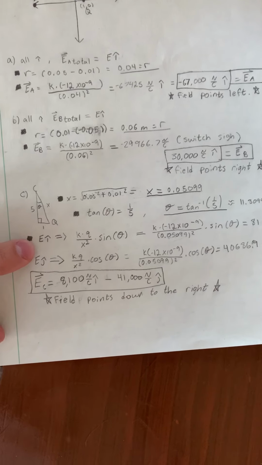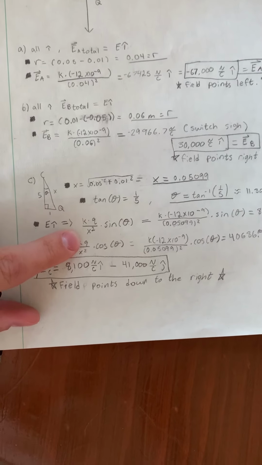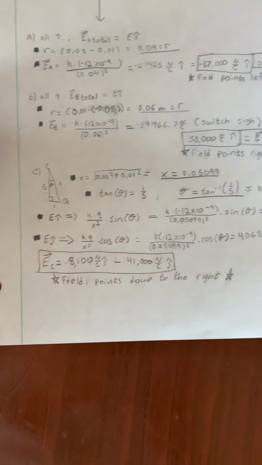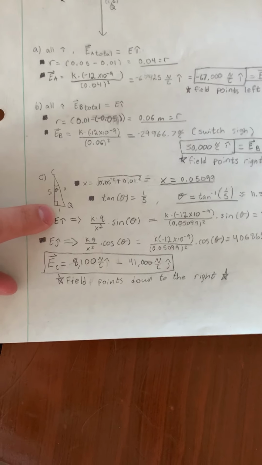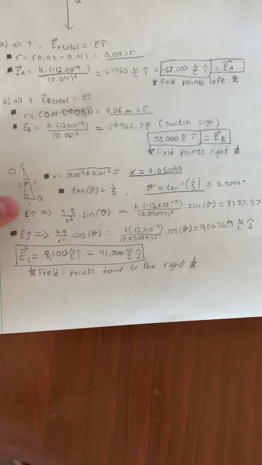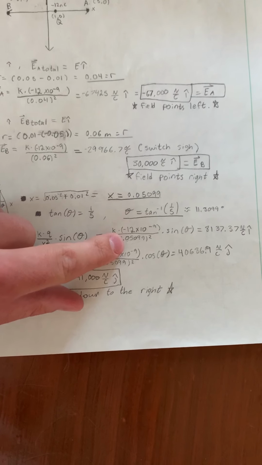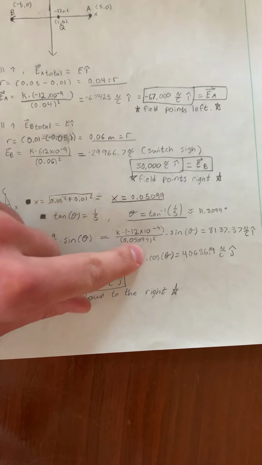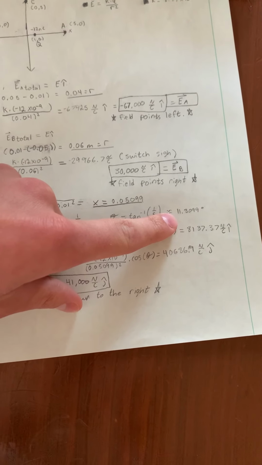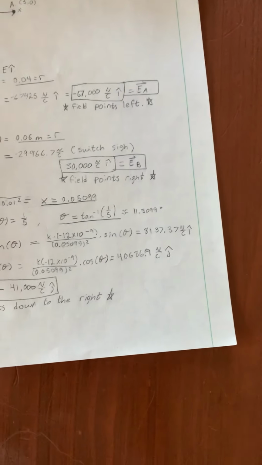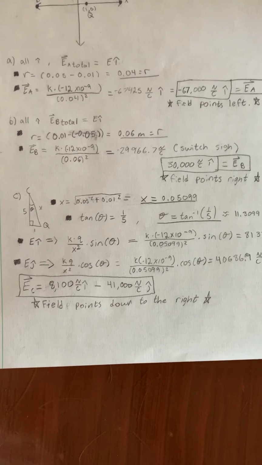So in the i hat direction, we have kq over x squared times sine of theta, because sine corresponds with the i hat right here, the x-axis. And so we plug that in, k times q over x squared times sine of theta. Remember, theta is 11.3099 degrees. And we get roughly 88,100 newtons per coulomb.